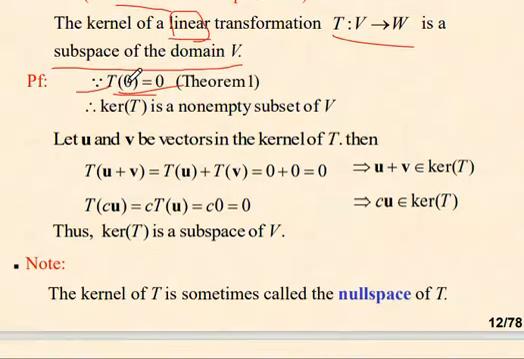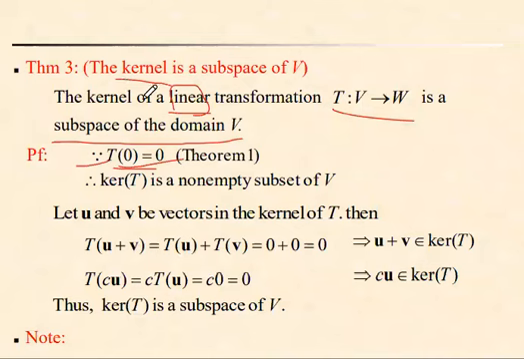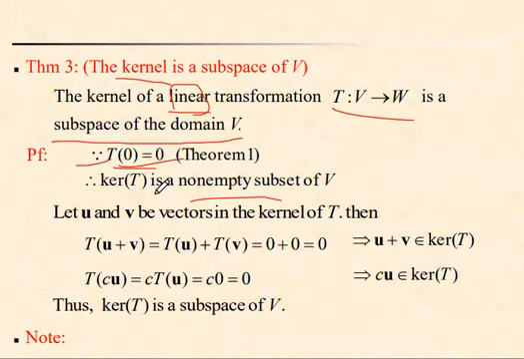That means zero belongs to the kernel of this transformation. That means the kernel is non-empty. That is your first step. If you want to show some subset is a subspace, first you have to show it is non-empty. This kernel set is non-empty. It has at least one element.